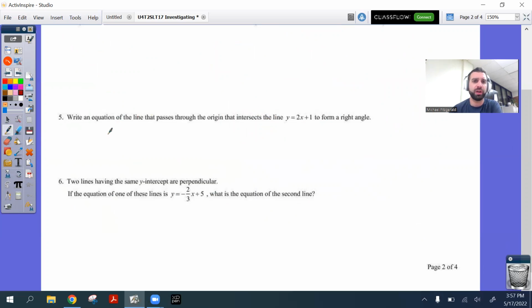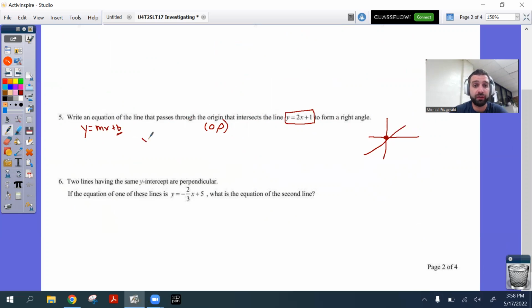Okay, now it says write the equation of a line. When it says write the equation of a line, we need y = mx + b that passes through the origin, so passes through (0, 0), and that intersects with this line here to form a right angle. So let's think about when it passes through the origin, that is its y-intercept, right? Whatever that might be, that is the value of b then.